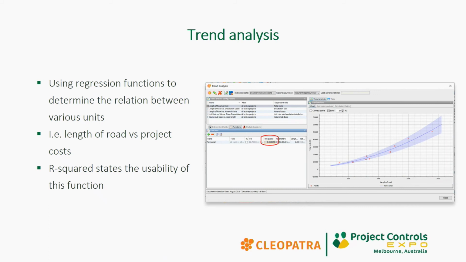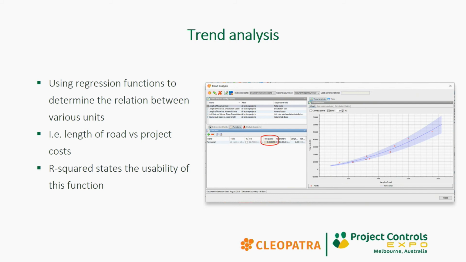Same goes for trend analysis, so using regression functions, whether linear or polynomial or anything like that, to determine the relation between the different outcomes of your project. So it could be various units that you're trending towards here. For instance, we've got later on also an example of the length of the road versus the project costs. Eventually we saw that that's a huge regression, let's say, trend there. So that definitely is something that we can use again in the early phase estimates.